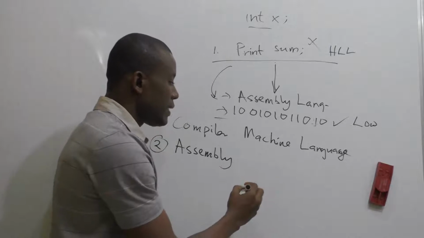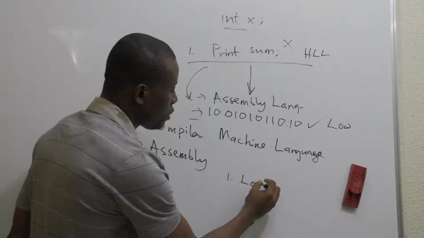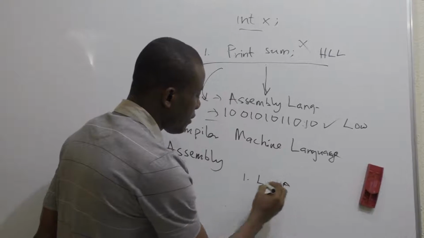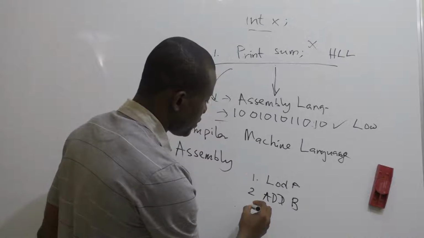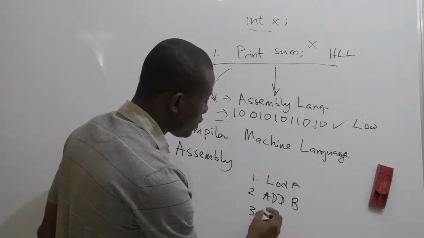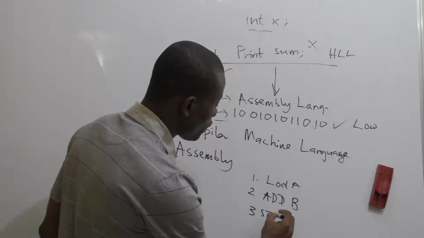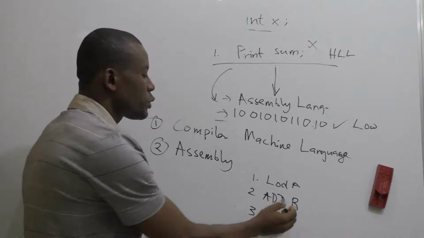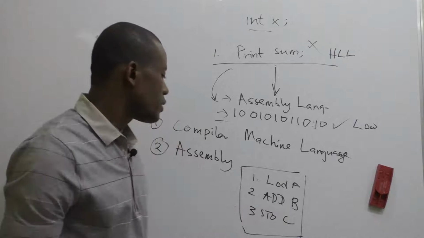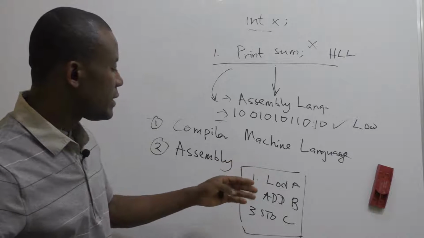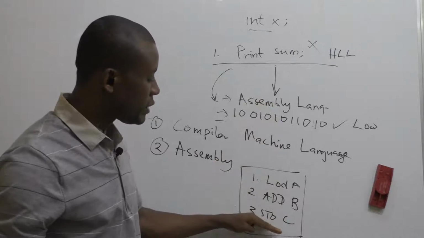For instance, in assembly language, you may have expressions like 1 loads A, 2 adds B, 3, you may also have a store C. So something like this is referred to as an assembly language. Sometimes a programmer may not write exactly this. An assembler might convert a high-level language to this.